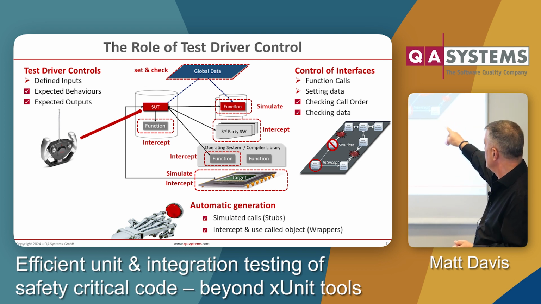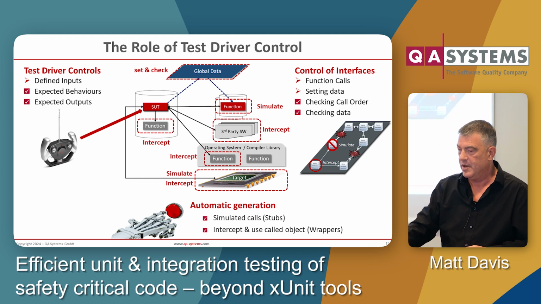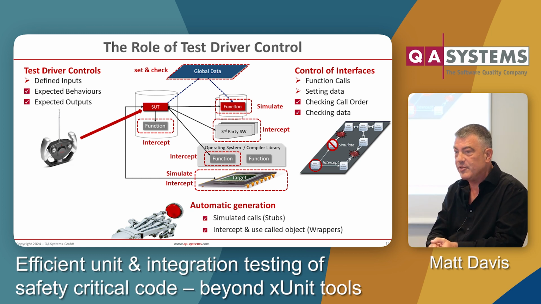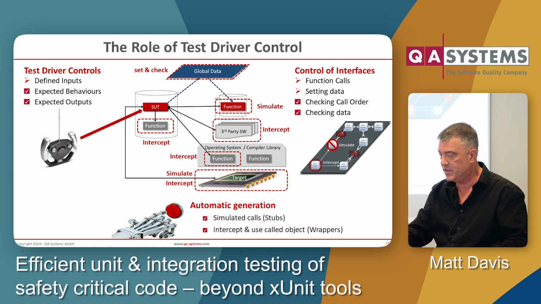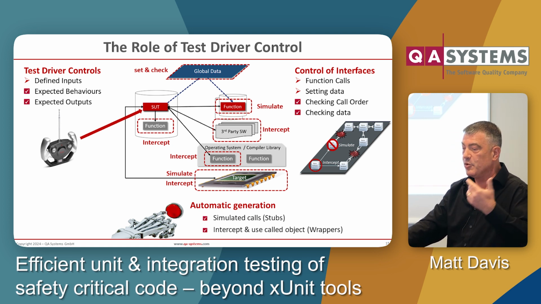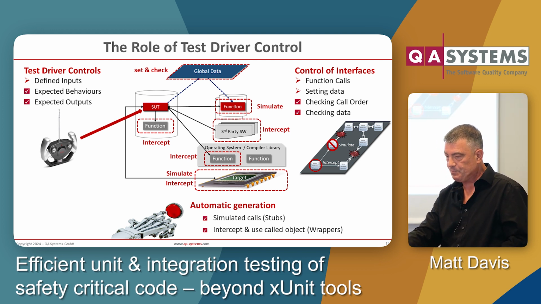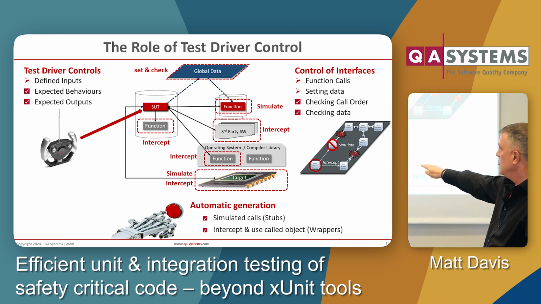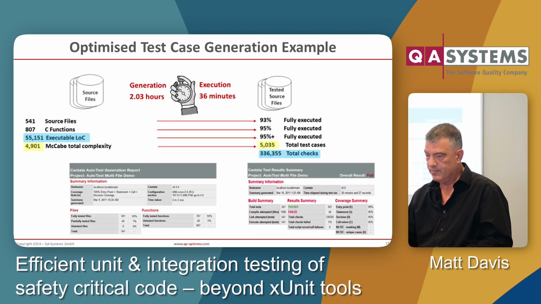So the control of interfaces, everything from simulation and interception, checking the call order. And that might be that one function is intercepted inside the same source file, so it's within the compilation unit boundary of the software under test. It might be going outside to third-party software, which you don't have access to, but you are going to intercept it and check what it does. Same with an OS or compiler library, for example. You might want to simulate or intercept with the physical hardware, so firmware messages or hardware interrupts. An automatic generation creates all the simulated calls, all the interceptions, and calls with wrappers or stubs.